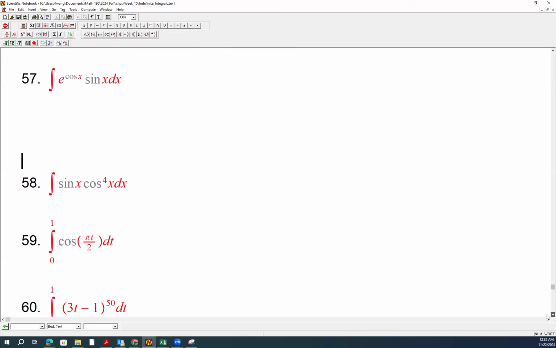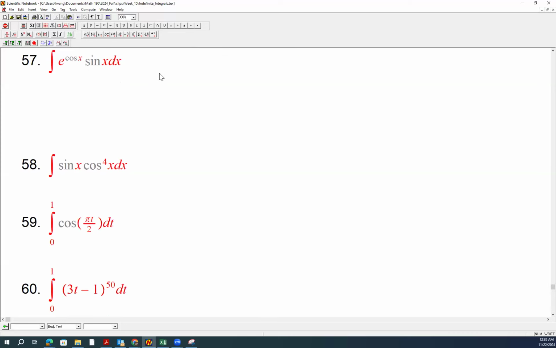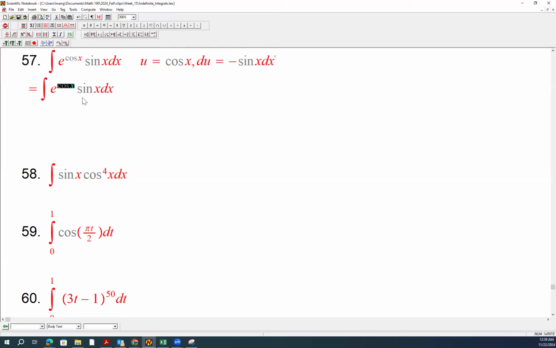Two more. I'm sure you can do it by this time. I just want to give you an answer. u equals cosine x, so du equals negative sine x dx. The substitution will become e to the power u, and sine x dx is negative du, so the negative sign is placed outside, and that equals negative e raised to the power u plus the constant.